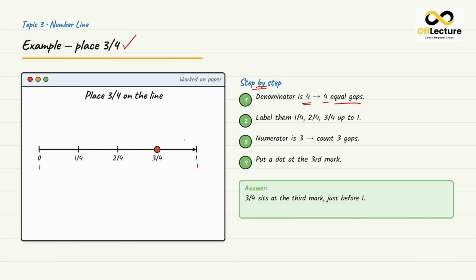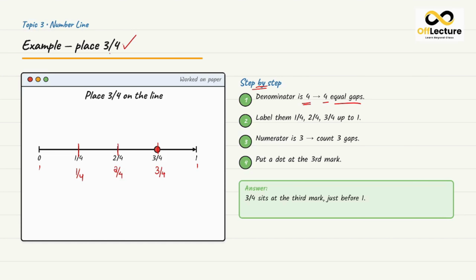To create 4 equal gaps, we need 3 intersections, or 3 bisections of it. So we will create this 1, 2 and 3. Once we create this, we will label them with 1 by 4 because this is the first part. This is the second part, which is 2 by 4. This is the third part, which is 3 by 4.